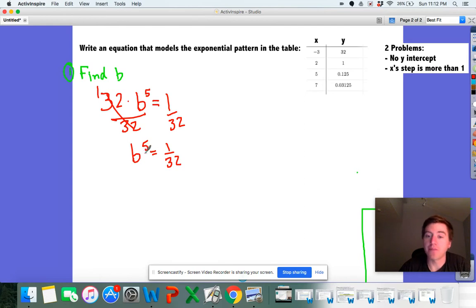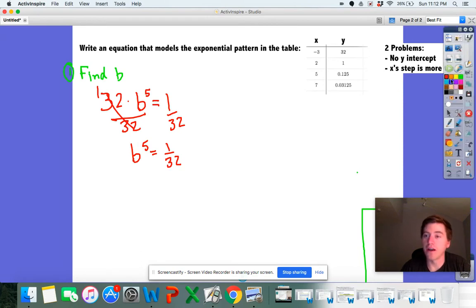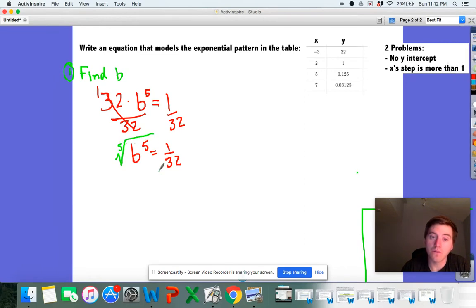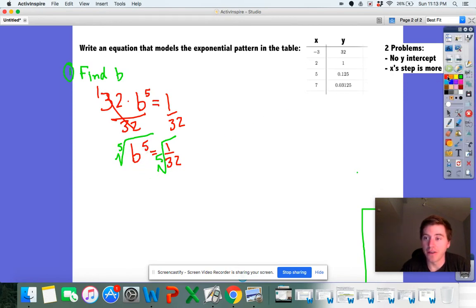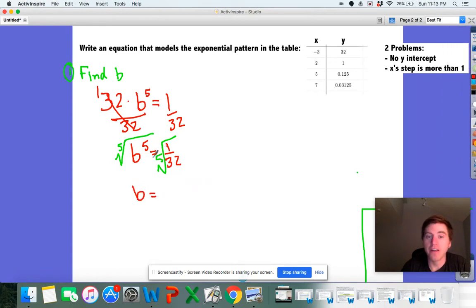Now, we have an exponent. What's the inverse of an exponent? That's taking the root. So what we're going to do is take the 5th root. You make the little radical, and then the index is going to be 5. The 5th root of the 5th power, those are inverses. They cancel each other out, right? So that's just going to be b. Then I need to know what the 5th root of 1/32 is.